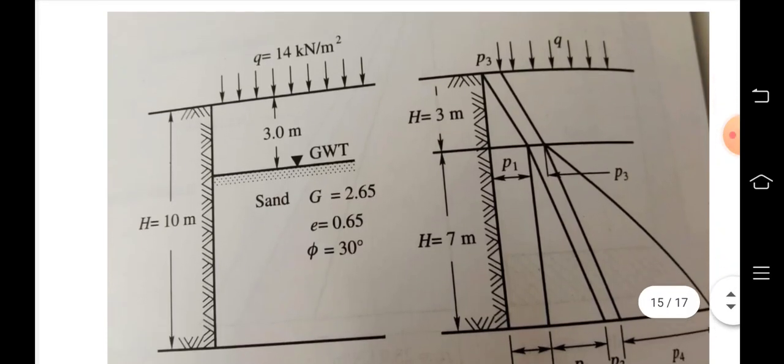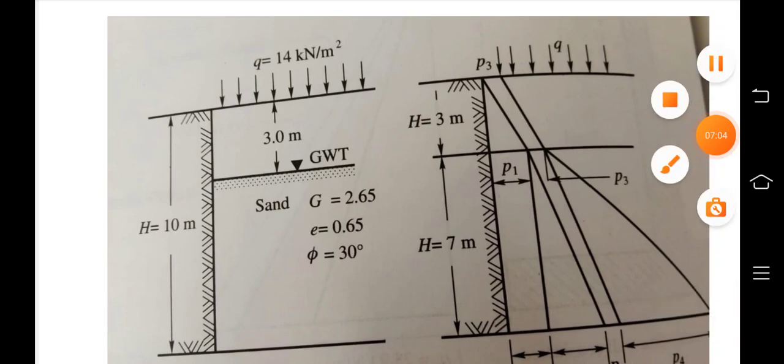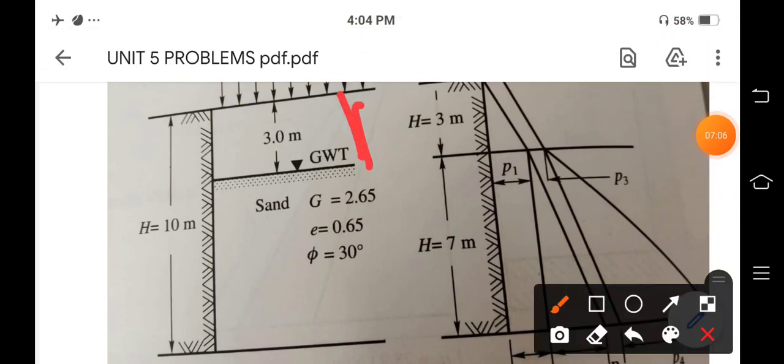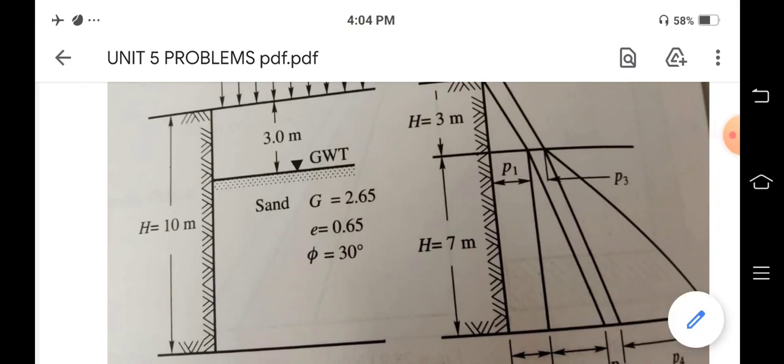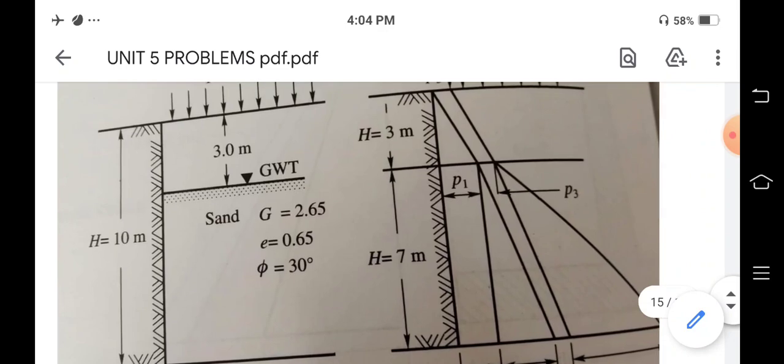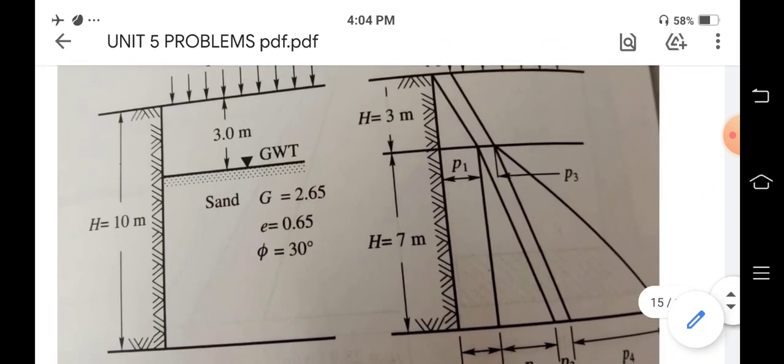The total height of the retaining wall is 10. So there are two layers. This is called H1, so we can say H1 equal to 3 meter, and H2, that is the remaining part, is 7 meter. Okay, so this is the pressure distribution diagram.